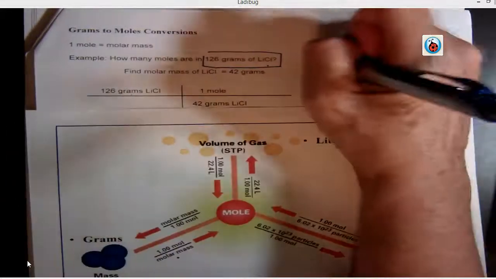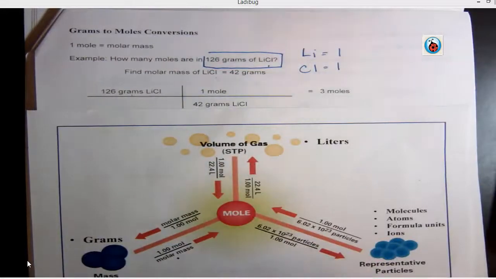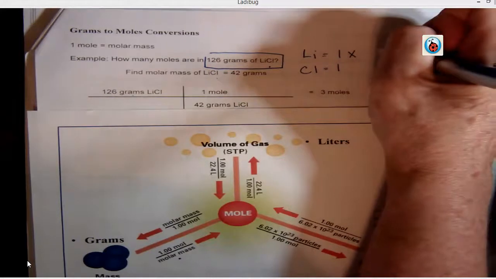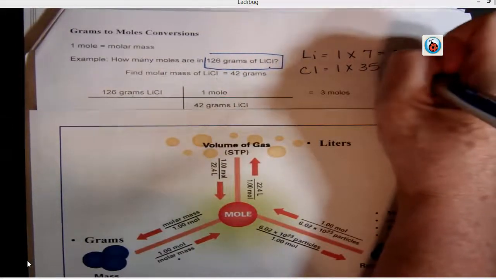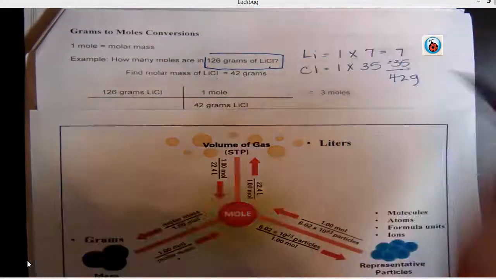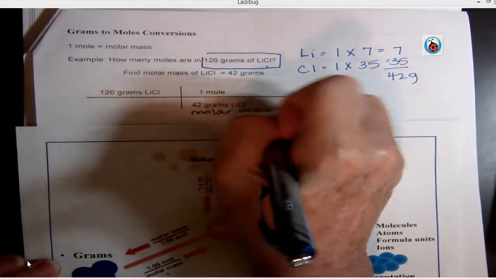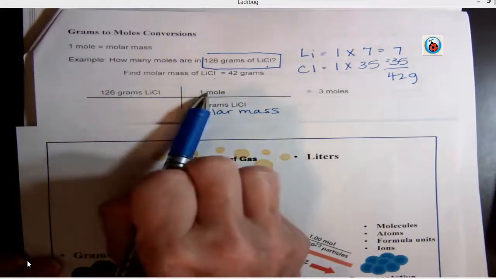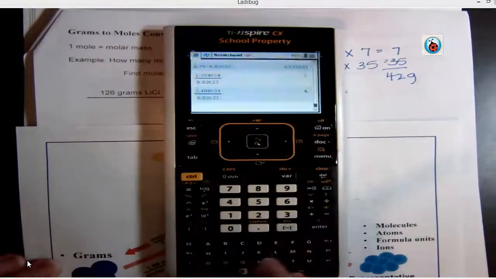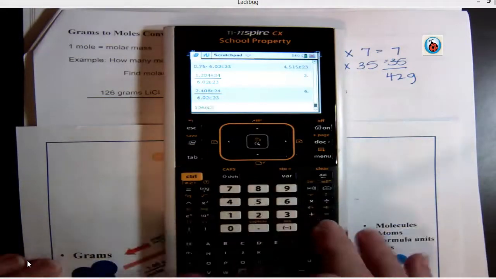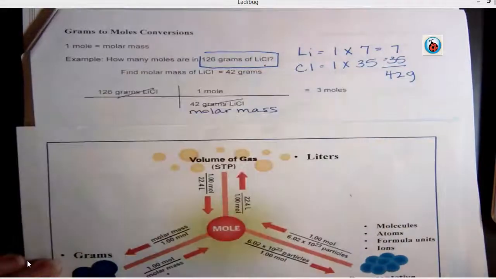Where did that come from? Well, we've got 1 lithium, 1 chlorine atom, and if you take your periodic table and get the atomic weight off of there, lithium is 7, chlorine is 35. So I get 7 and 35, and I add that together, I get 42 grams. And that's what we're going to use to make this conversion. So your molar mass goes down here. And then once again, it's multiply across the top, divided by the bottom. So 126 times 1 is 126 divided by 42. 126 divided by 42 is 3. That's where we got our answer from. 3 what? Moles, because grams of lithium chloride cancel out.